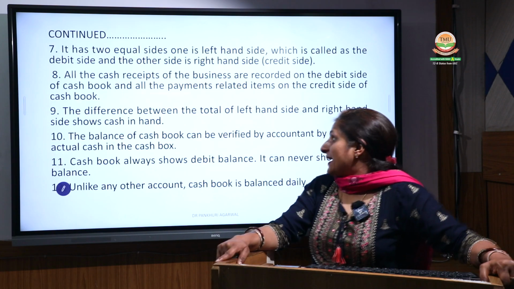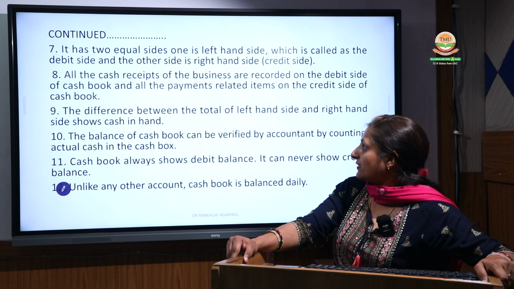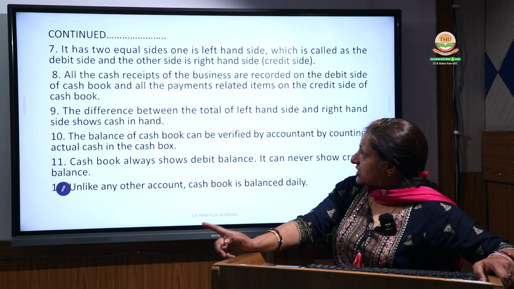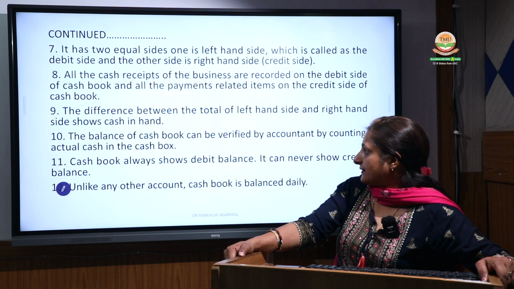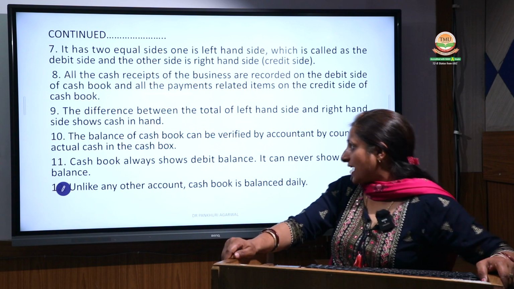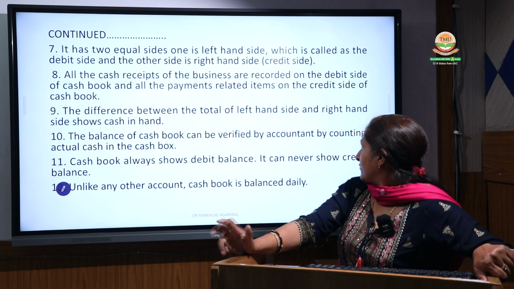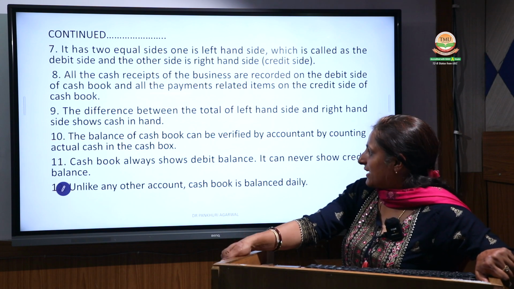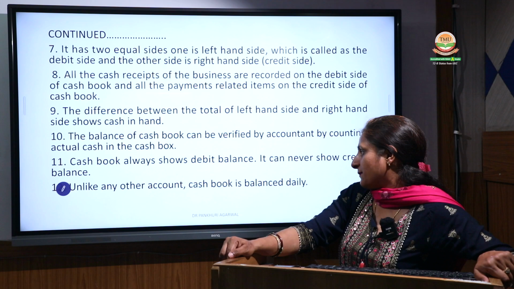It has two equal sides. One is the left hand side, which is called the debit side, and the other is the right hand side, which is the credit side. All the cash received is recorded on the debit side, and all the payments are recorded on the credit side. The difference between the debit and credit side will be shown as cash in hand. The balance of the cash book can be verified with the actual cash in hand. Cash book always shows a debit balance and can never show a credit balance.